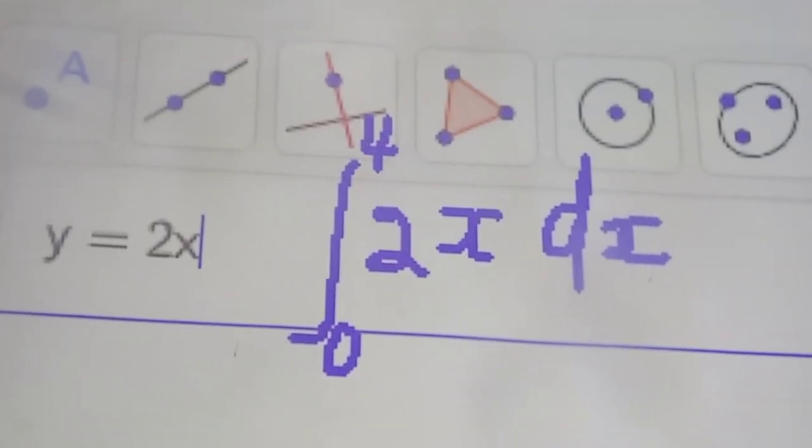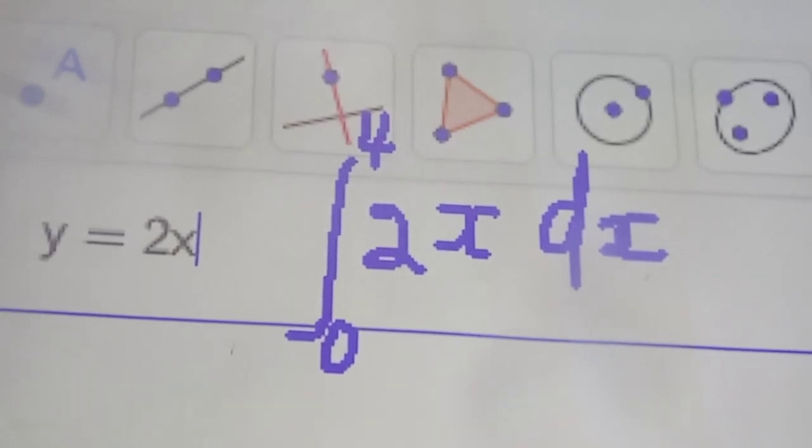I gave you a function called y equal to 2x. Then I ask you to evaluate 2x dx from 0 up to 4. We are going to see what it means geometrically.